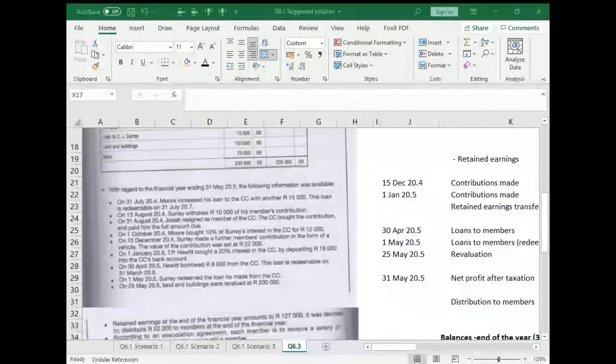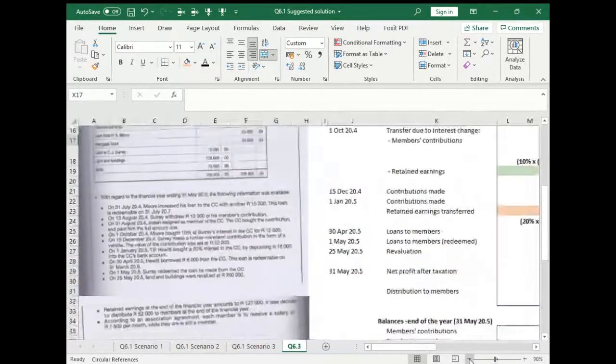can you guys still see the Excel file there? Okay, let me just reshare it quickly. Okay, there we go, it's back on.